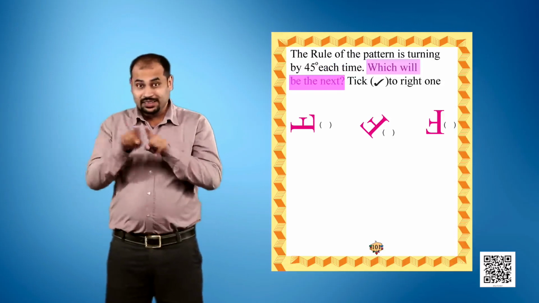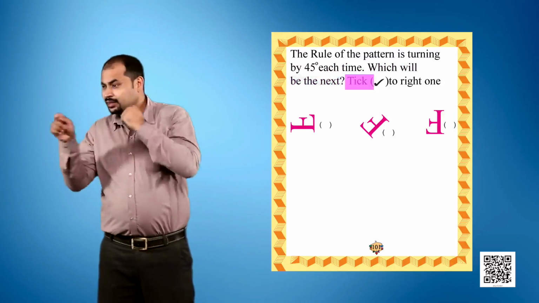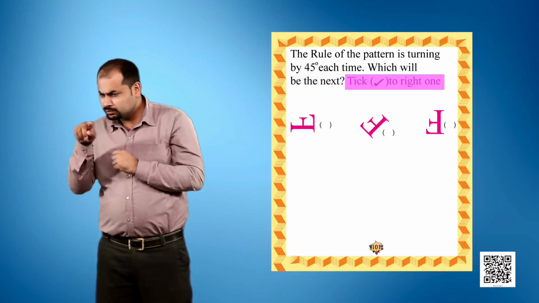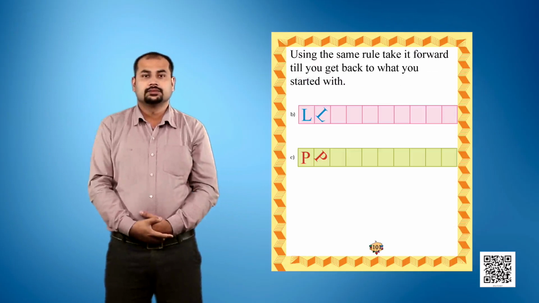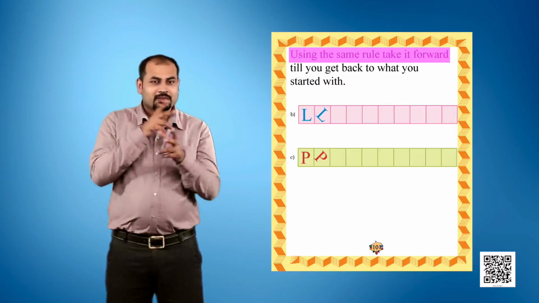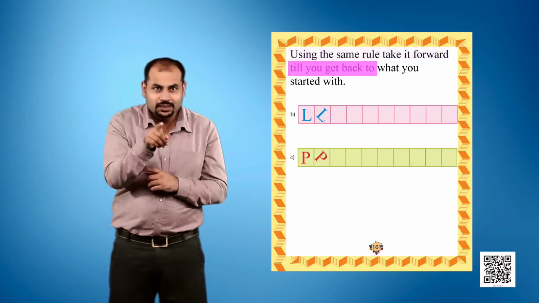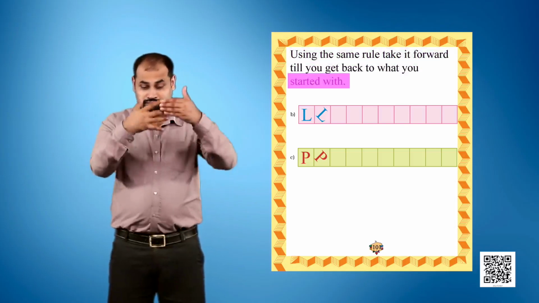Which will be the next? Tick mark the right one. 3 different options have been given. Using the same rule, take it forward till you get back to what you started with.